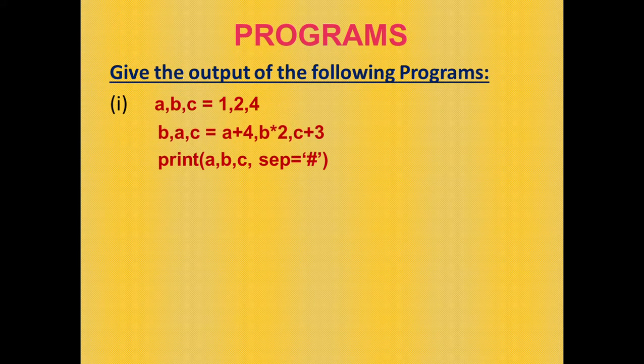Let's see some programs in Python. We first start with finding the output of the given program. See this program: A, B, C equal to 1, 2, 4. So A is equal to 1, B is equal to 2, C is equal to 4. In the next line, B, A, C equal to A plus 4, B star 2, C plus 3. So B is equal to A plus 4. The answer is 5. And A is equal to B star 2. The answer is 4. C is equal to C plus 3. The answer is 7. And in the print statement, it is printed as A, B, C with the separator hash. So the output will be 4 hash 5 hash 7.